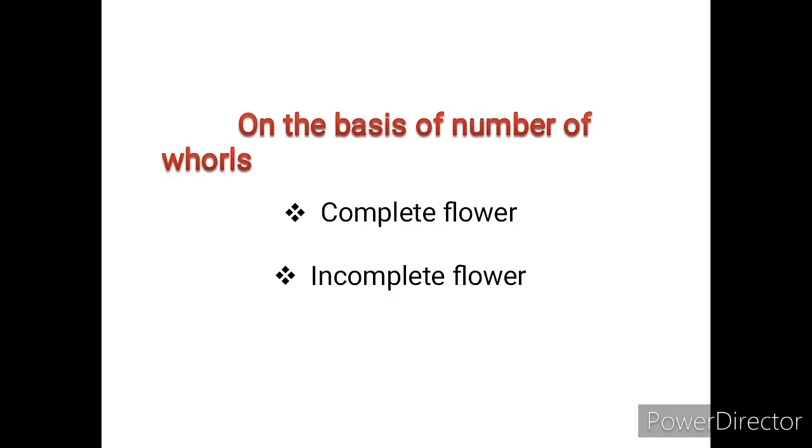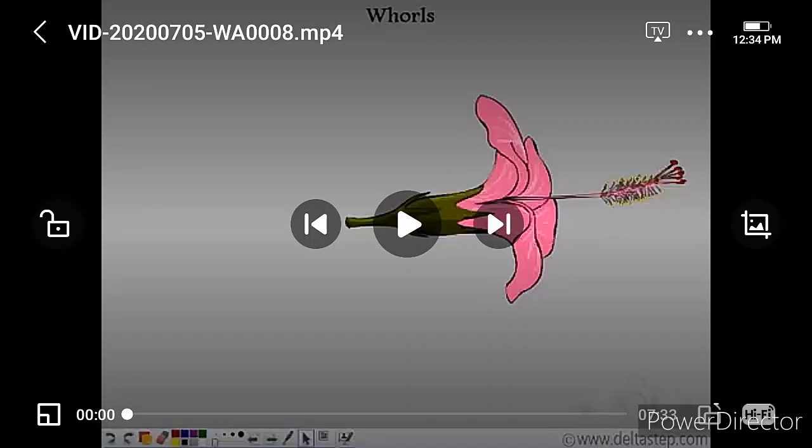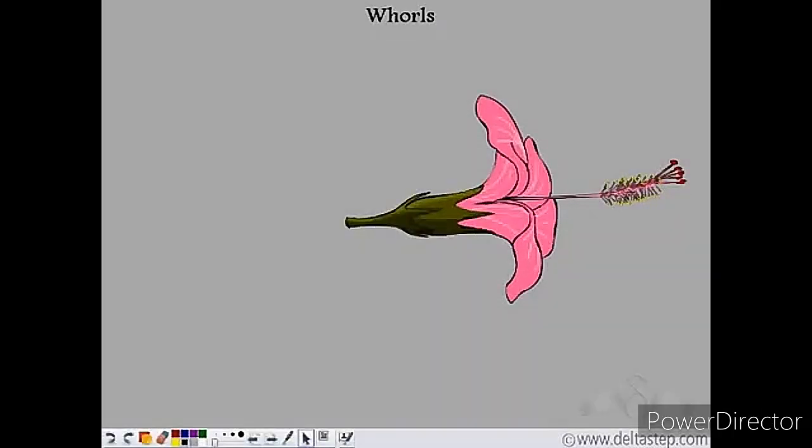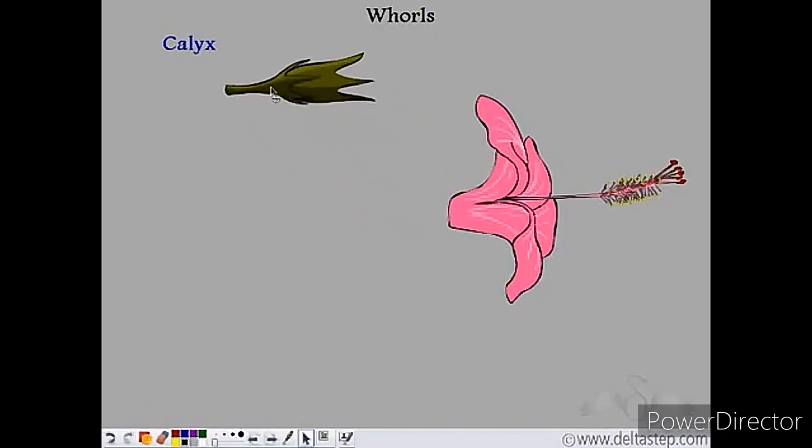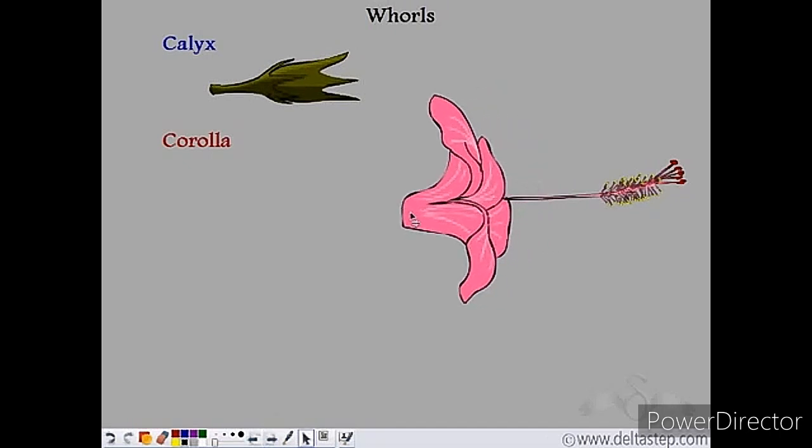On the basis of number of whorls, the flower is divided into two types: complete flowers and incomplete flowers. The different parts of a flower are known as whorls. The first, outermost whorl is known as the calyx. This is a calyx. The second whorl is known as the corolla. This is a corolla.